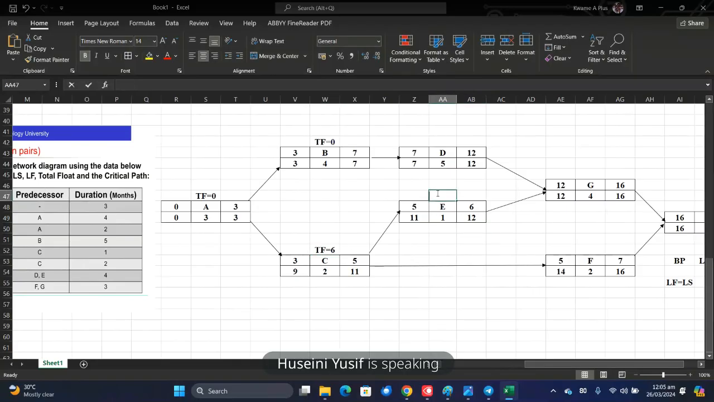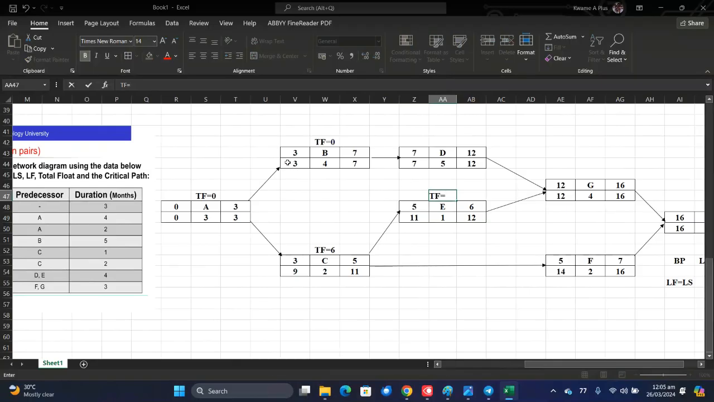Total float. Sam, a minute. How are you getting the total float? Subtract earliest start from latest start, or earliest finish from latest finish. Any of them will give you the value. So look at this: this minus this is 0. This minus this is 6. This minus this is 6, the same thing. So any of them will give you the total float.